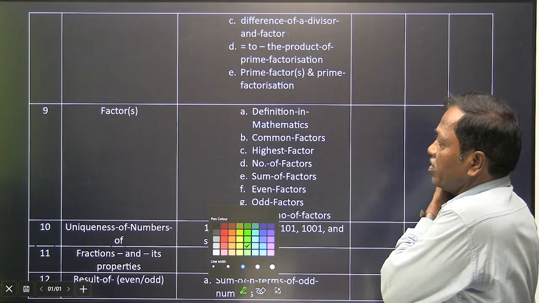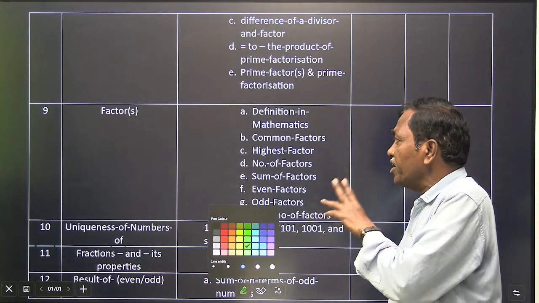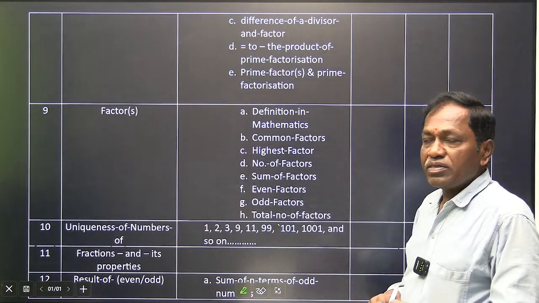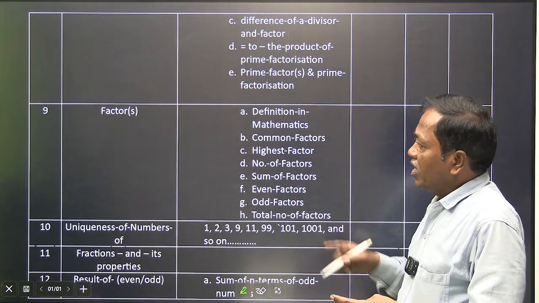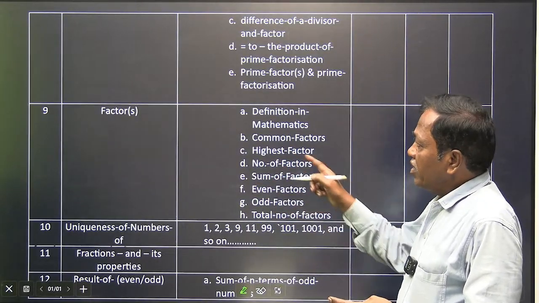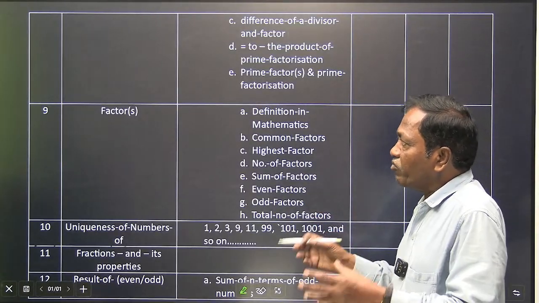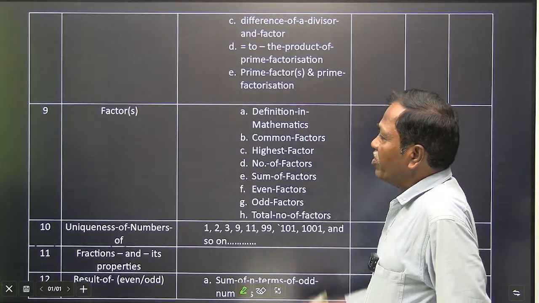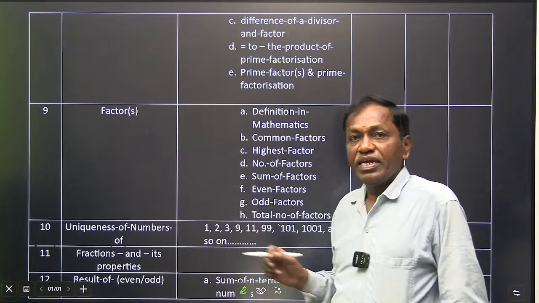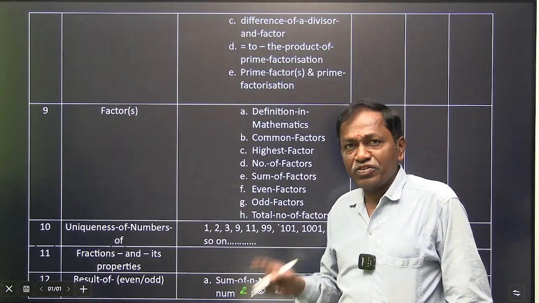Now we can see the factors. What are factors? Again, factor is very essential here. All these questions will come from natural numbers, prime numbers, co-prime numbers, and factors, because sometimes 2-3 items are clubbed into one single question. Definition in mathematics: what is a factor? A divisor which can divide the number completely is known as a factor.